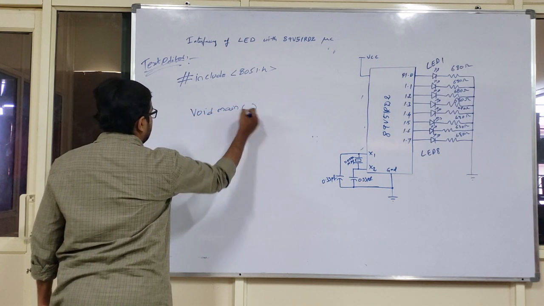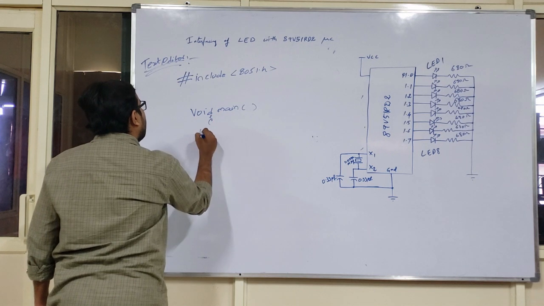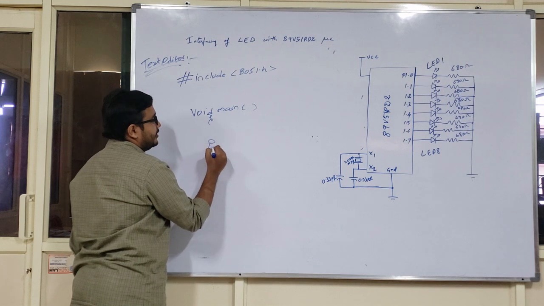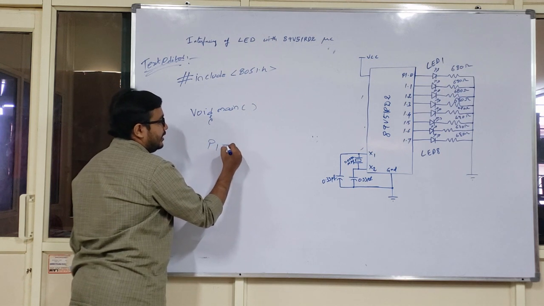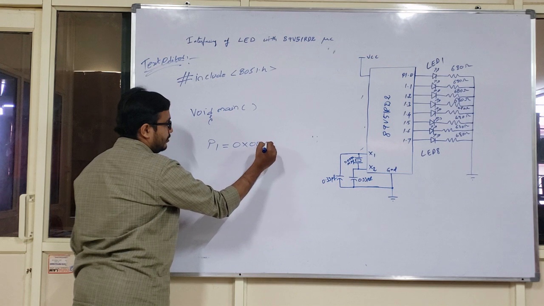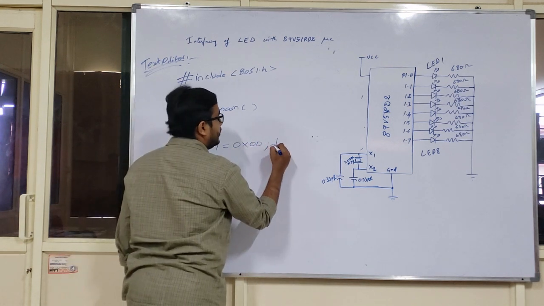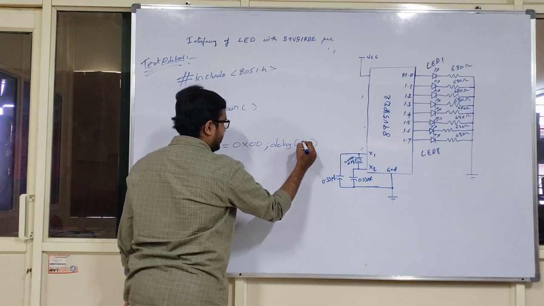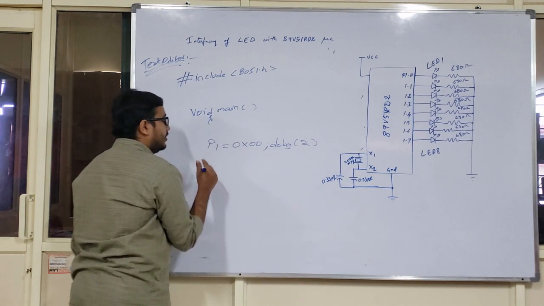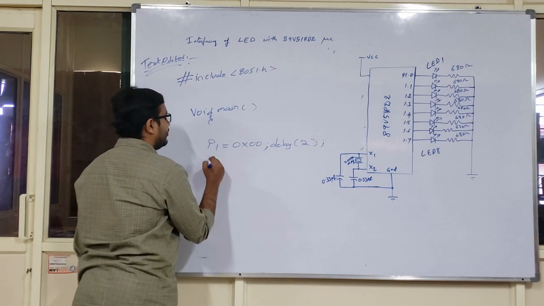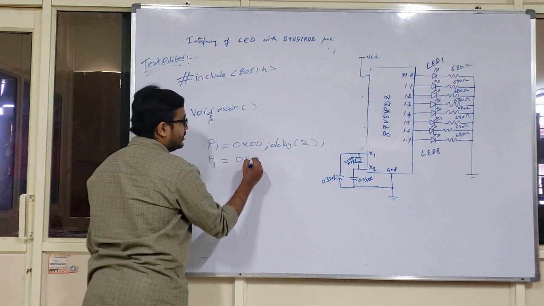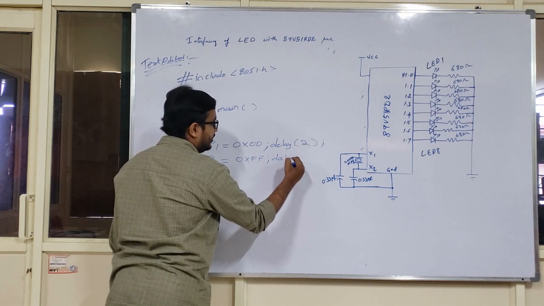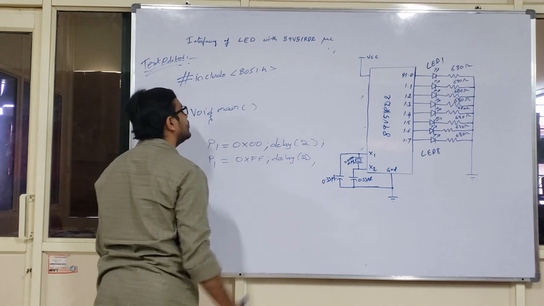Void main. Okay. Now if I want the activity, let me write P1, that is capital P, port 1, equal to 0x00, and by providing some delay here, let the delay be 2 seconds. Immediately I am going to write one more instruction, that is P1 equal to 0xFF, and this will be present for this much amount of time, again a delay of 2 seconds.